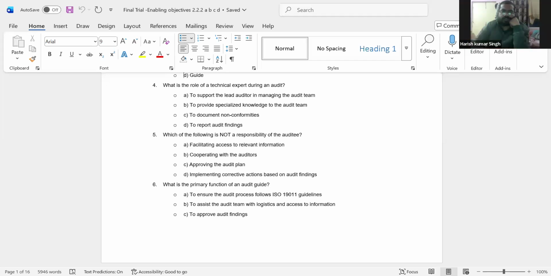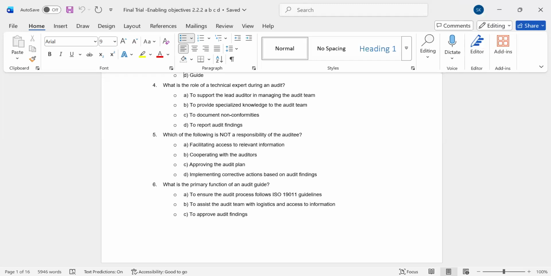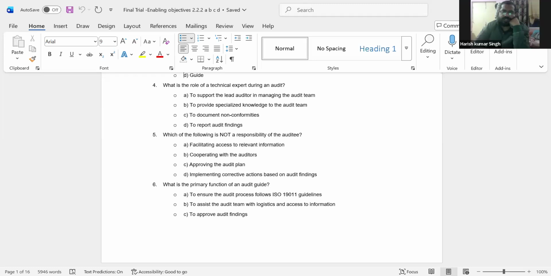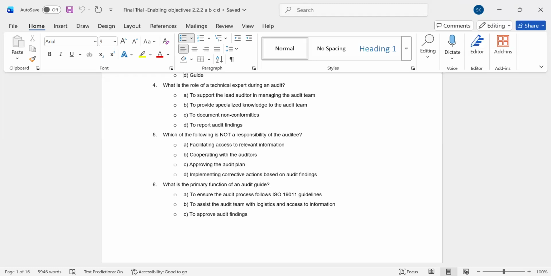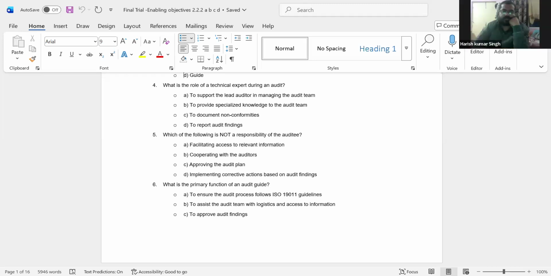Question 5, sir. Which of the following is not a responsibility of the auditee? A, facilitating access to the relevant information. B, cooperating with the auditors. C, approving the audit plan. D, implementing corrective actions based on the audit findings. Answer is C, sir. What was your answer, Harish? C, sir. Approving the audit plan is not a responsibility of the auditee, sir. It is of the lead auditor.